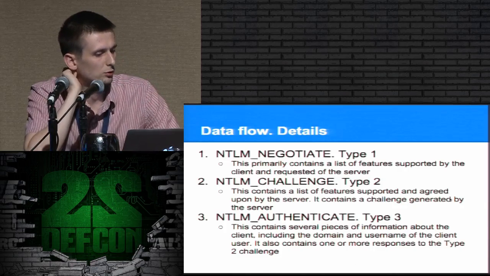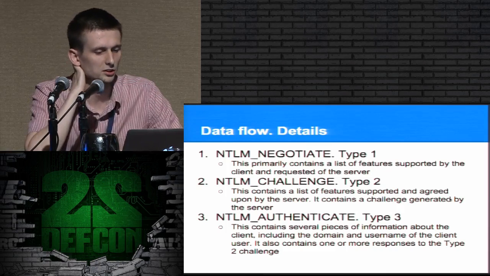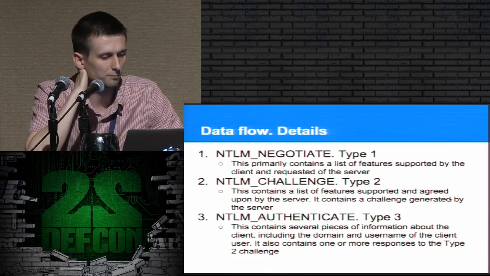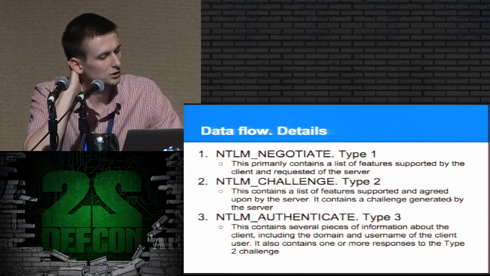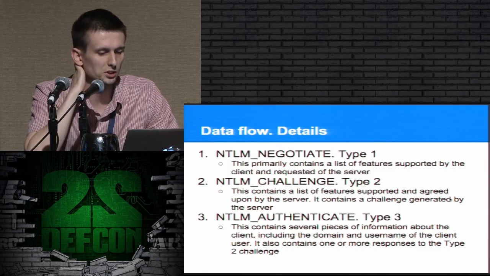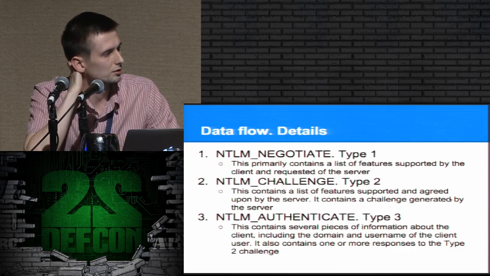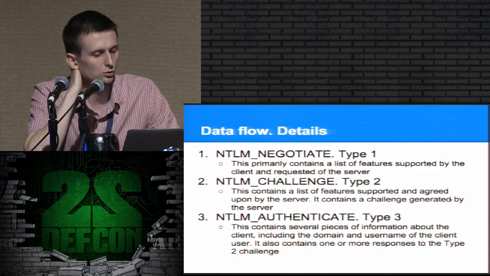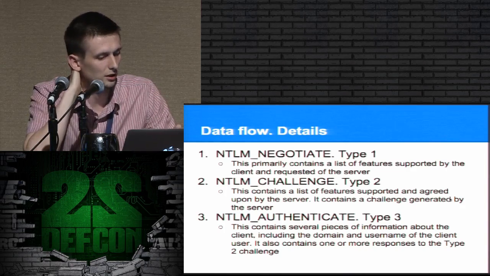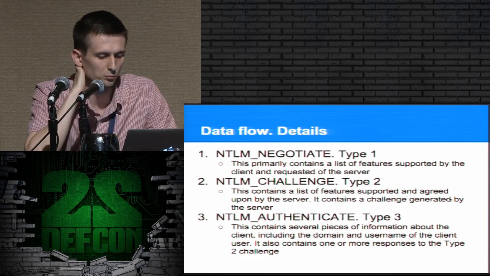So there are three types of messages, as I told before. Message type 1 just contains features that are supported by the client. Message type 2 contains features that are supported by the server, and it contains a challenge generated by the server. The challenge should be used to generate message type 3, and the hashes contained in message type 3 are calculated using the challenge from message type 2.